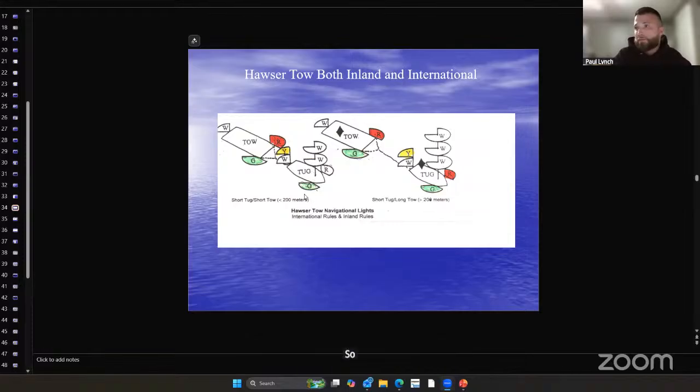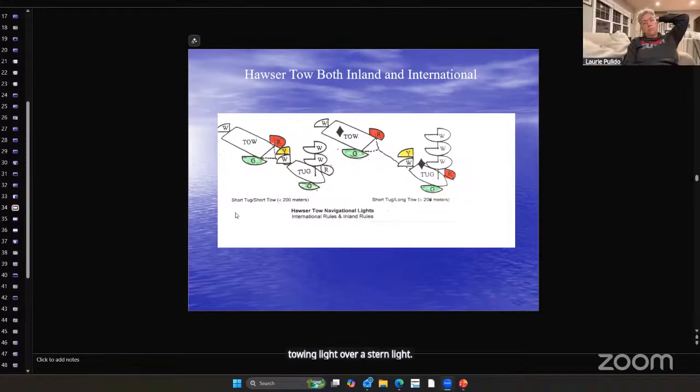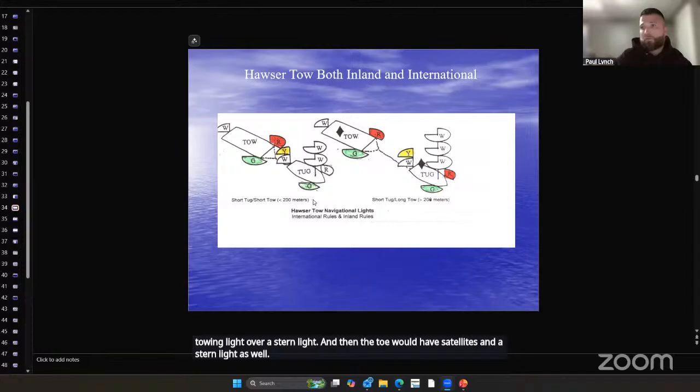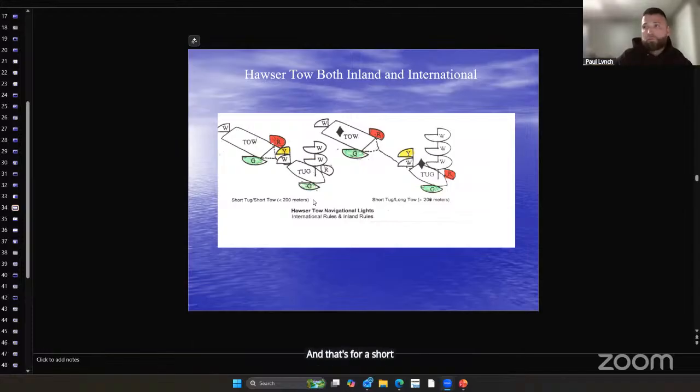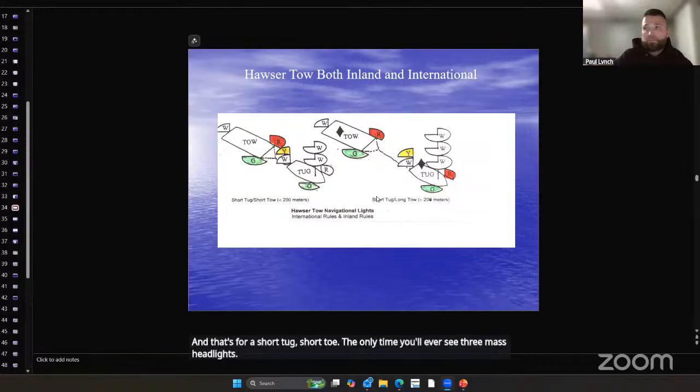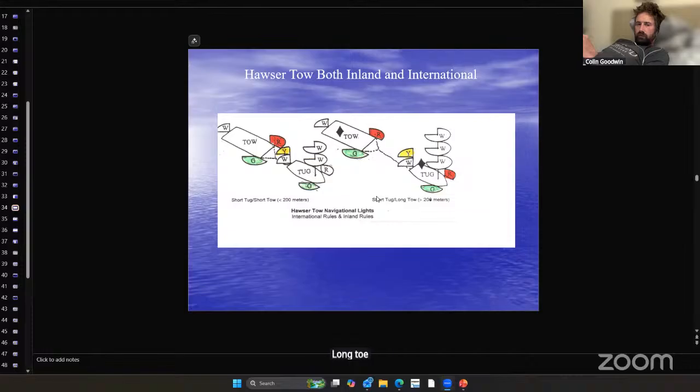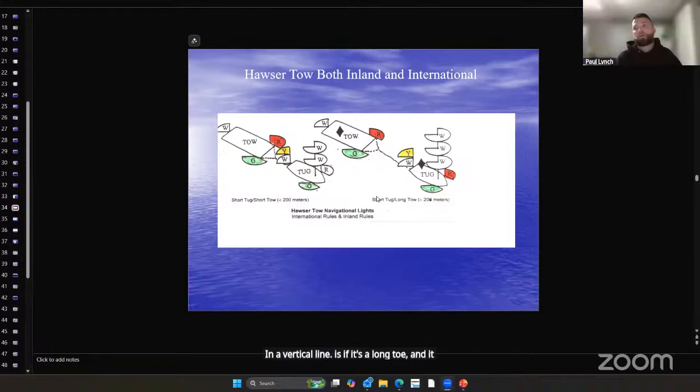So they have to have side lights, two mast headlights in a vertical line, a towing light over a stern light, and then the tow would have side lights and a stern light as well. And that's for a short tug, short tow. The only time you'll ever see three mast headlights in a vertical line is if it's a long tow and it exceeds more than 200 meters in length.